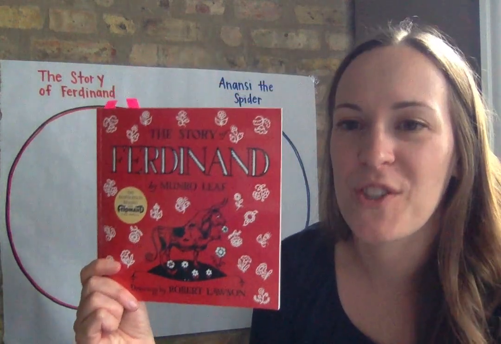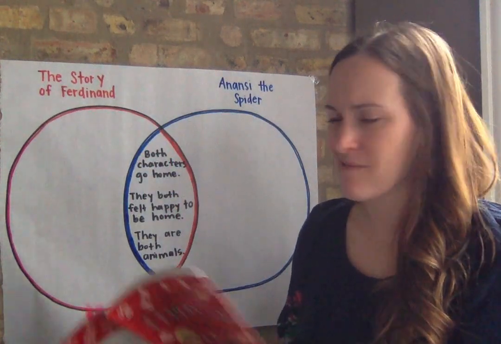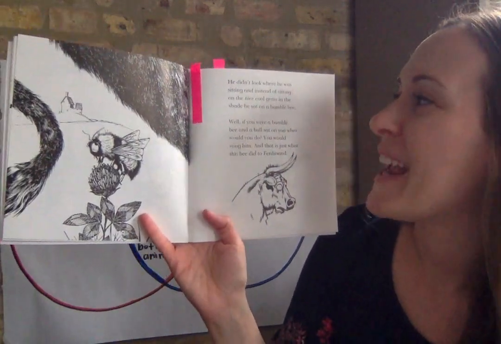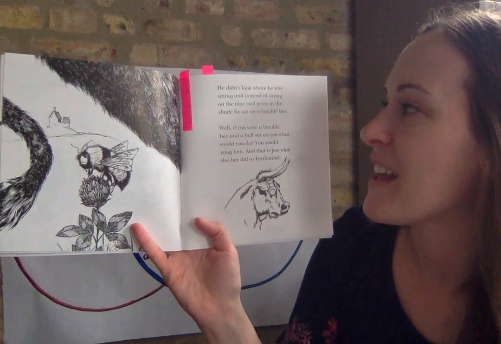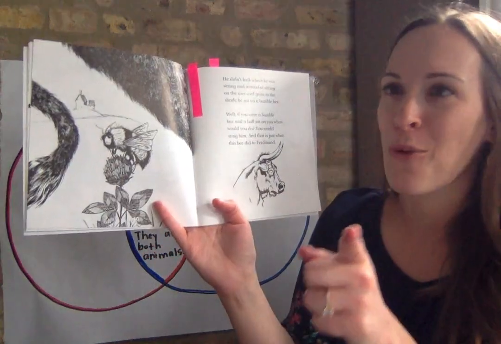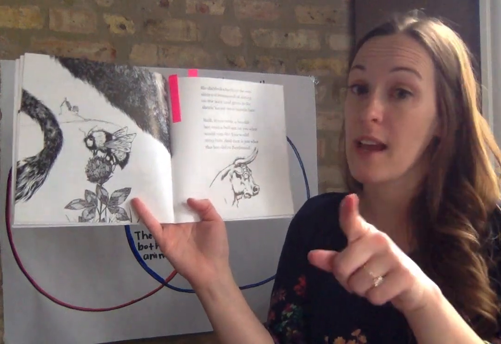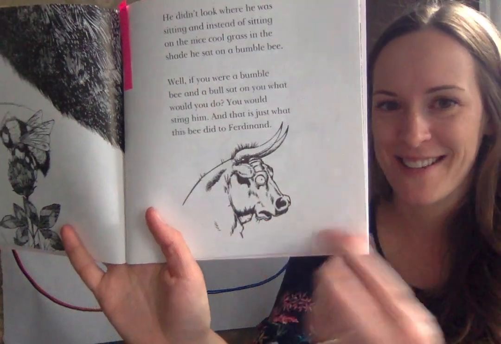We're going to read a part of the story of Ferdinand today that talks about why Ferdinand left home. And I want you to think about, why did he have to leave? Oh, this is my favorite part. He didn't look where he was sitting, and instead of sitting on the nice cool grass in the shade, he sat on a bumblebee. Well, if you were a bumblebee and a bull sat on you, what would you do? You would sting him. And that is just what this bee did to Ferdinand. I love his face in this picture.